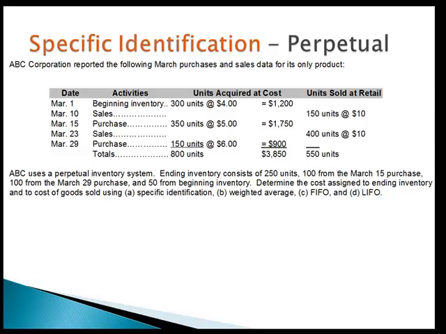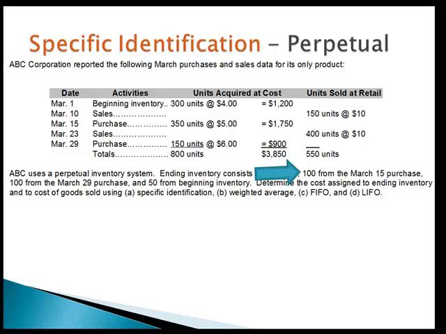The first thing I want to say is that the second sentence here, ending inventory consists of 250 units, 100 from the March 15th purchase, 100 from the 29th, and 50 from beginning inventory. That sentence is only valid for specific identification. You're going to have homework sets that give you the same scenario, and you're only going to care about that second sentence if you're looking at specific identification.